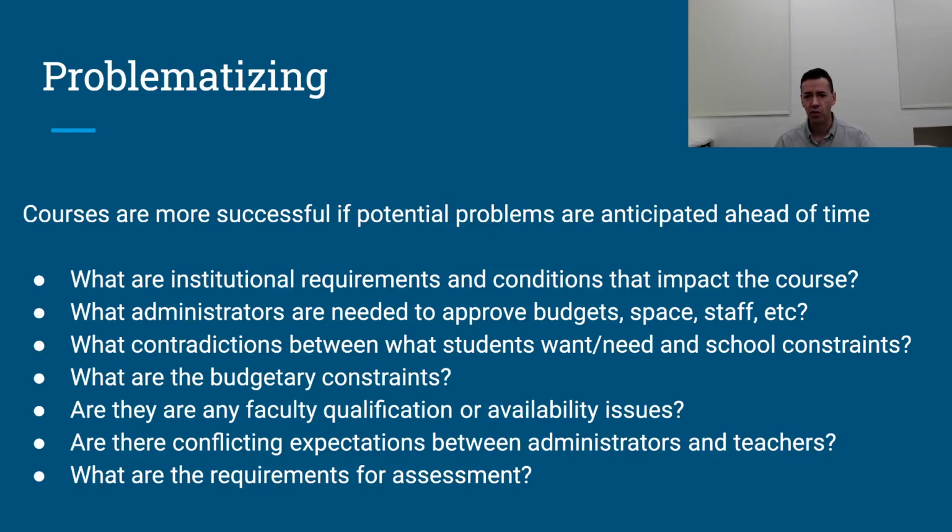So first question, what are the requirements and conditions that impact the course? What type of support do you need? Like, can you get your budget approved, space, staff, etc.? What contradictions are there between what students want and need and what the schools will tell you they need? How about the budget? Are there any qualifications or availability issues? Are there any conflicting expectations between administrators and teachers? Now, this is one that you'll probably learn over years that there may be. And what are the requirements for assessment?